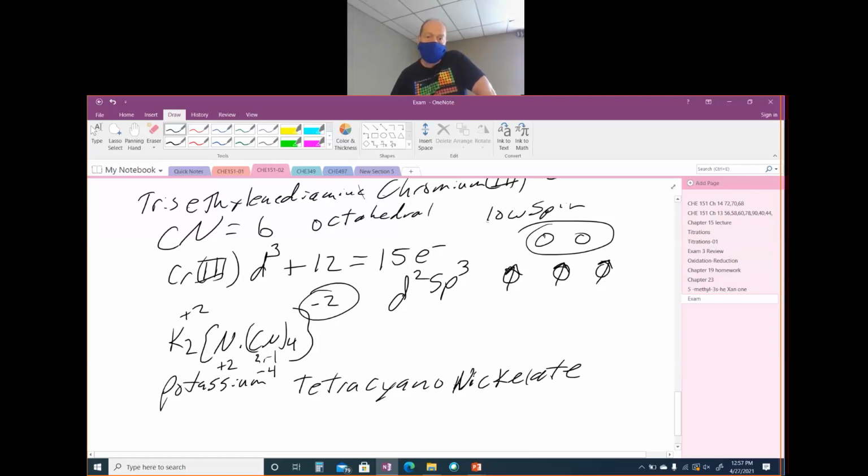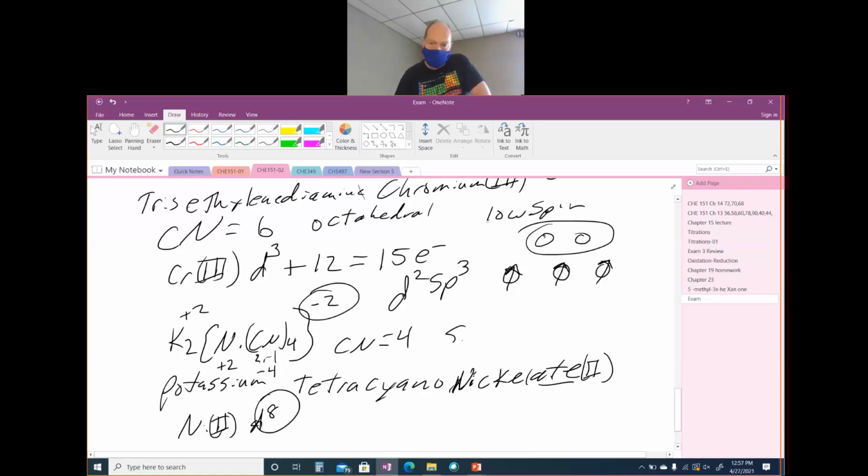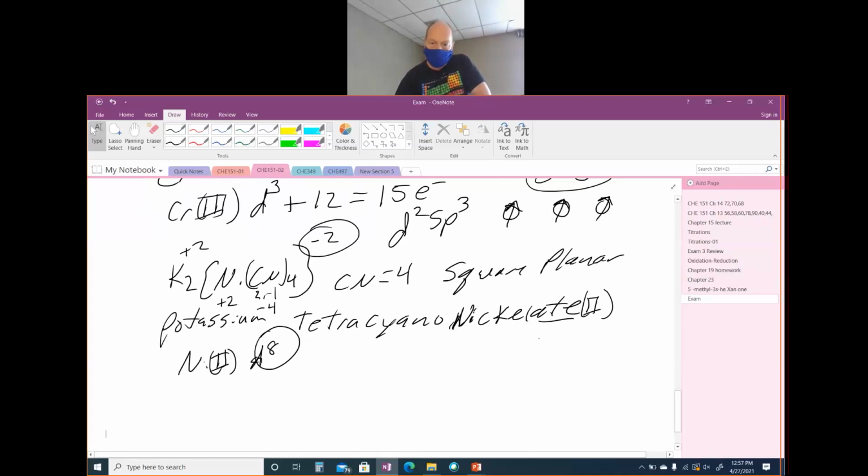So that is tetracyanonickelate(II). So it is potassium tetracyanonickelate(II). And now we have nickel 2. Nickel 2, the 10 is above it, it's a d8. So now we have a coordination number equal to 4, and now we have a d8. So now we are square planar. And so your splitting pattern for square planar is 2, 1, 1, and 1.